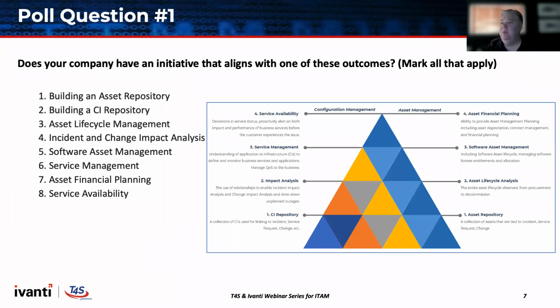So this is our first poll question. Does your company have an initiative that aligns with one of these outcomes, right? Feel free to mark more than one that applies. What we want to do here is understand, does your company already currently have a repository? Are you attempting to achieve impact analysis, or are you going for full asset financial planning, right? Is that an objective you're attempting to achieve today? If so, I'm interested to understand what that looks like, and what the group breakdown is.